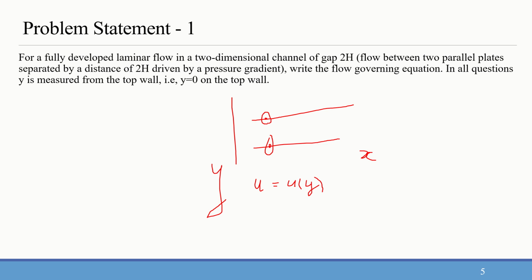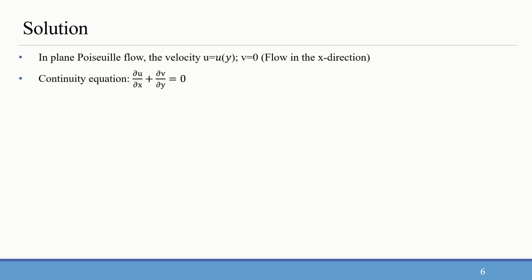That is the basic understanding which we have from the question. So now we should derive the flow governing equation. For that, the first step is identifying u. u here is a function of y, so u is varying with respect to height across the two plates. Now we'll see the solution. First, in plane Poiseuille flow, the flow velocity u is a function of y, and v is 0 because the flow is in the x direction and has attained the fully developed condition. So that is the reason.